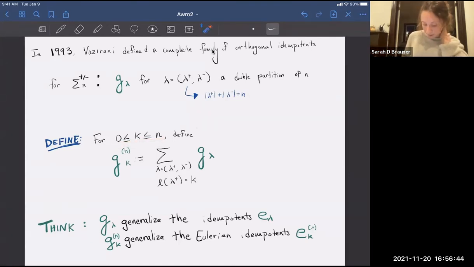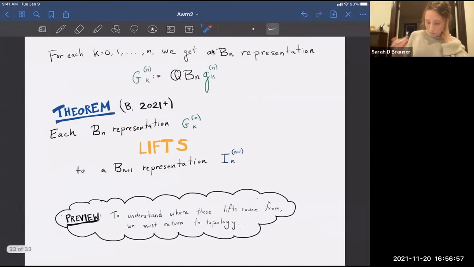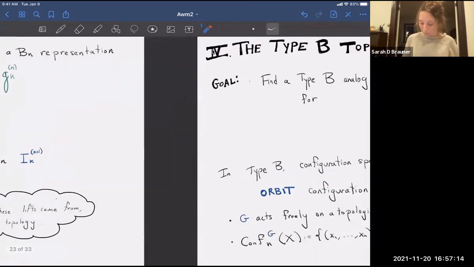What you should think is that these G lambdas are generalizing the Garcia-Reutenauer idempotents, and these GKs are generalizing my Eulerian idempotents. And again, we're going to get a representation by thinking about this ideal. And so the theorem, or the preview of the theorem, is that this representation has a lift to Bn plus one. And so to understand where that lift is coming from, we need to move to topology.